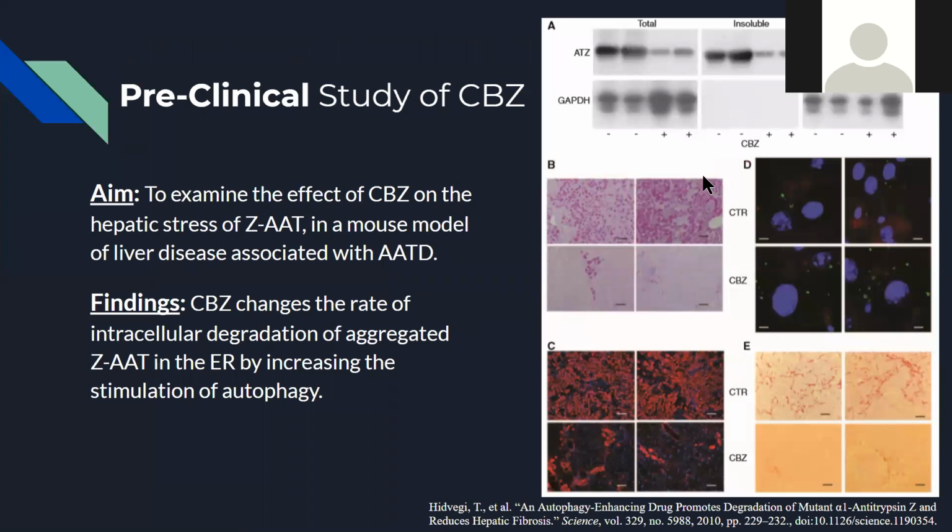So this specific preclinical study led by Dr. Hidvegi provided the rationale for CBZ treatment for antitrypsin patients. This study examined the effect of CBZ on hepatic stress from the Z mutant antitrypsin with a mouse model. They found that this drug increased degradation of the insoluble Z-AAT through the stimulation of autophagy, reducing liver damage. They also found that CBZ increased proteasomal degradation of soluble mutant Z-AAT monomers that have not yet been polymerized. And these findings are visualized on the right here. Next.